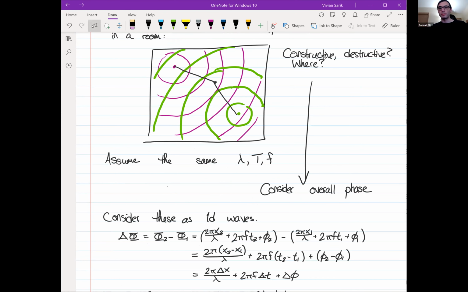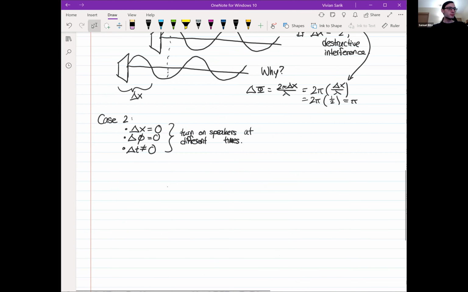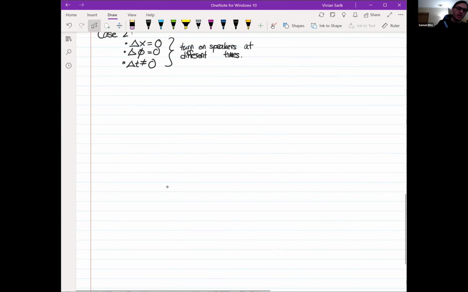And feed them the same input so that their phase constant is the same. But then just turn on one of them later. That would do it, right? So this is going to be a little bit harder to draw. So let's say we have speaker 1 and speaker 2. So speaker 1 is going to be turned on half a period later.